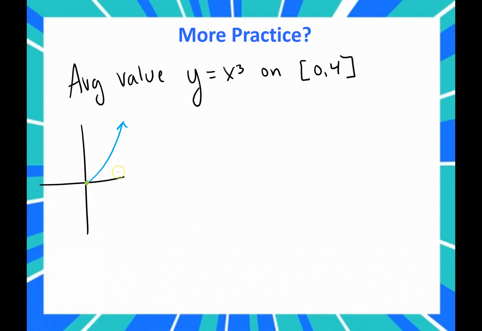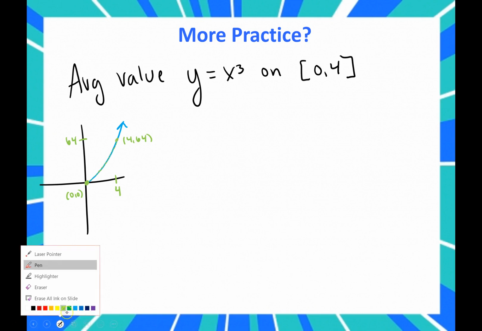From here to 4, and plugging in a 4, I get 64. So this is the coordinate 4, 64. And this is the coordinate 0, 0. Given all these random green coordinates that I'm drawing right here, what's the average y value? Is it closer to 64 or is it closer to 0?